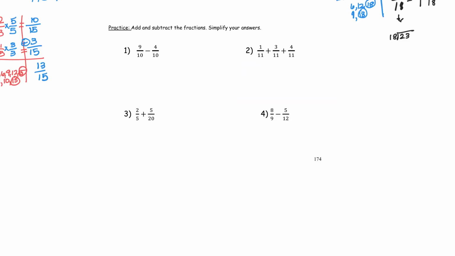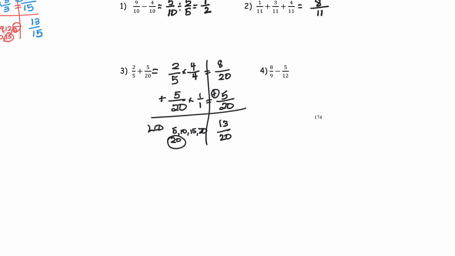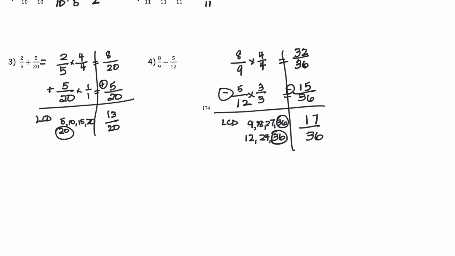Let's take a look at the remaining answers for numbers 1 through 4. And there's the answer to number 3. It's 13 over 20. The least common denominator was 20. And then lastly, let's look at number 4. And there you have your answer for number 4, which is 17 over 36.